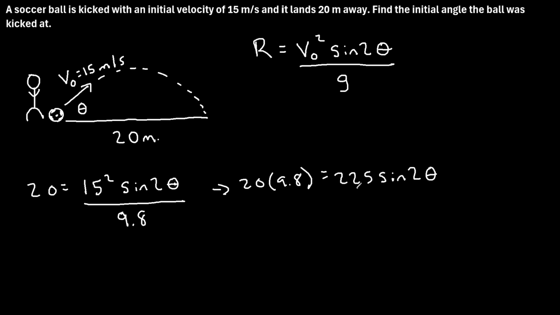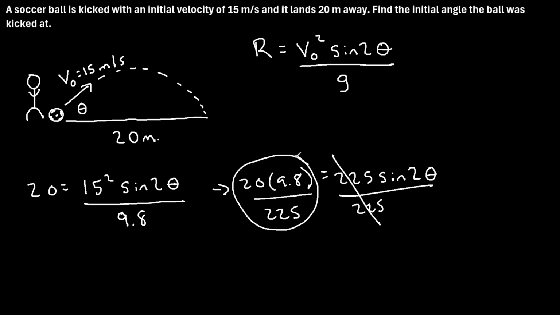So to solve for the angle, let's divide both sides by 225. So these 225s will cancel out. This left-hand side, if you punch this into a calculator, comes out to about 0.871. And on the right-hand side, we have the sine of 2 times the angle. So we want to figure out what this angle is, so let's get rid of this sine. And we can do that by multiplying both sides by the arc sine, or the inverse sine.